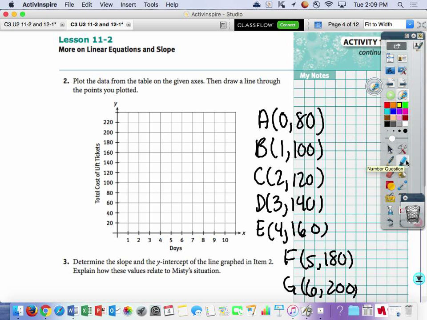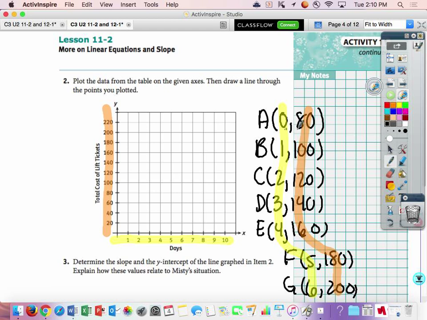Alright, so I'm going to highlight my x's here. These are my x's. Okay, they are relevant to the x-axis. Okay, let's pick a different color. These are my y's. They are relevant to the y-axis.